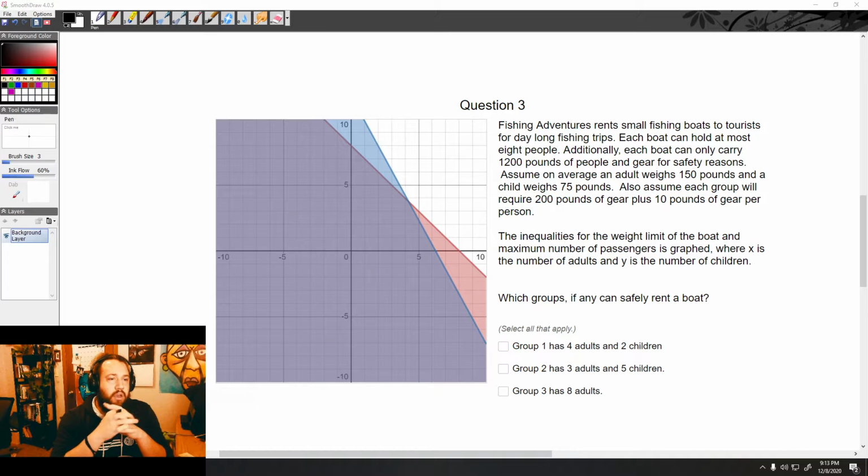So, question 3. Fishing Adventures rents small fishing boats to tourists for day-long fishing trips. Each boat can hold at most 8 people. So we are going to want to know that our max is 8 people, okay? We have 2 different types of people: adults and kids. So we have 8 people as our max.